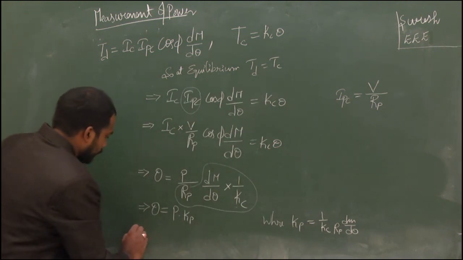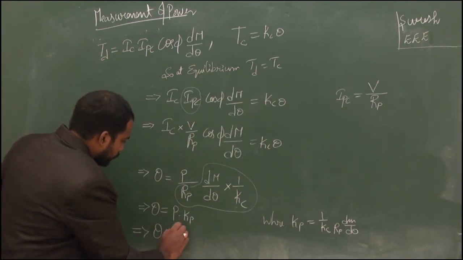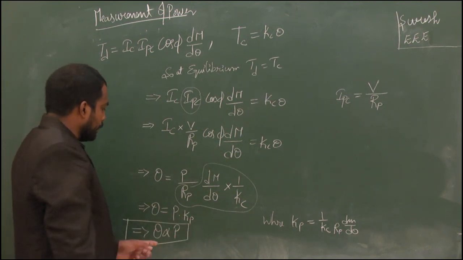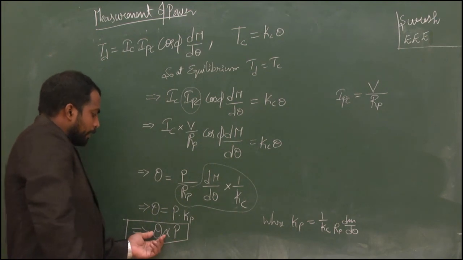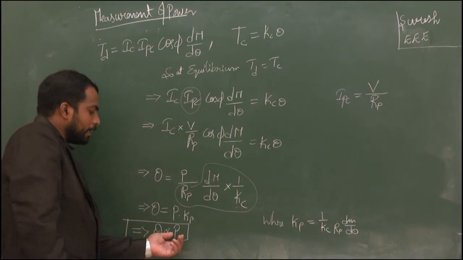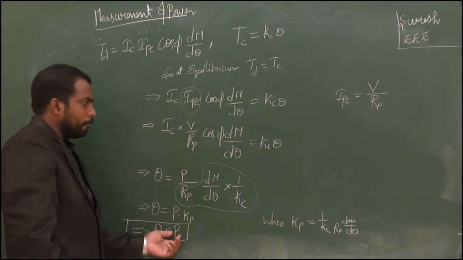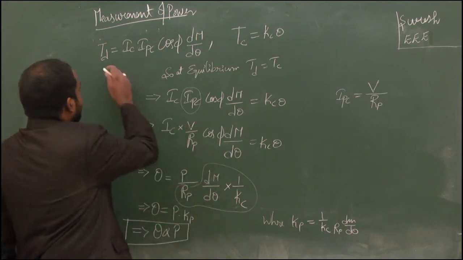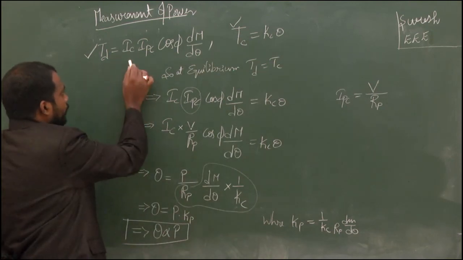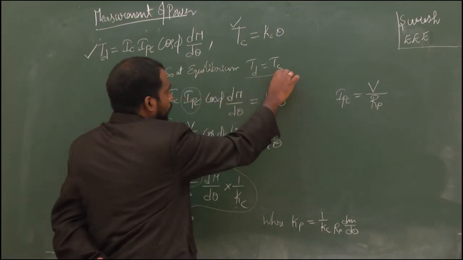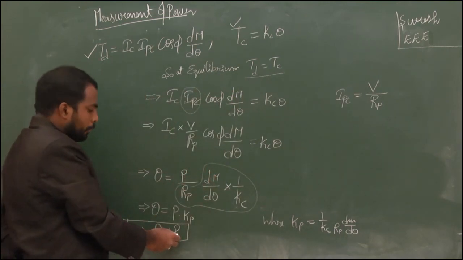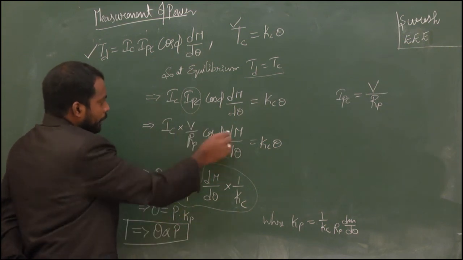From this relation you are getting theta is proportional to power P. That means a single phase wattmeter measures power in such a way that the net deflection of the pointer is directly proportional to the power measured. So these are the relations for your deflecting torque, and this is the relation for your controlling torque. At equilibrium, your deflecting torque is equal to your controlling torque. So I have equated them and derived the relation between theta and power P, where power P is equal to V I cos phi.